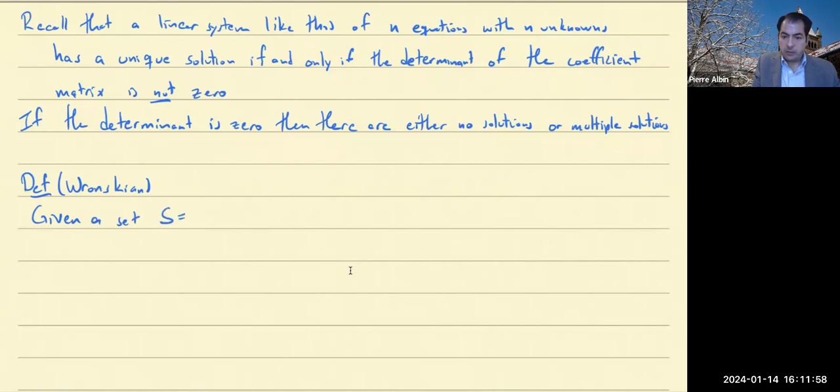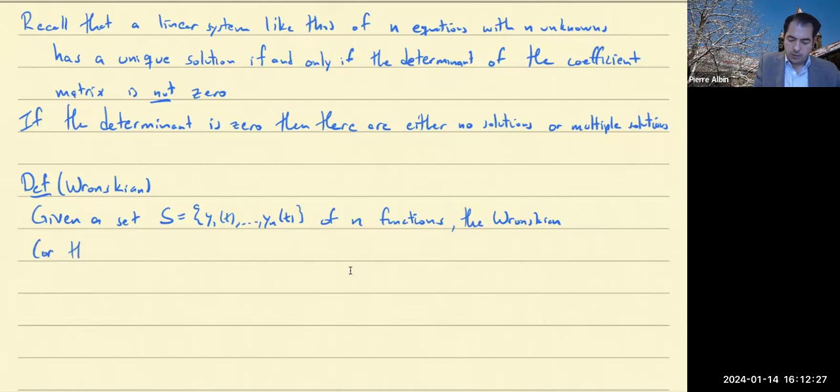Given a set S of n functions, the Wronskian, sometimes called the Wronskian determinant, of S is W of y1 up to yn. Right? Notice this is a function of t.